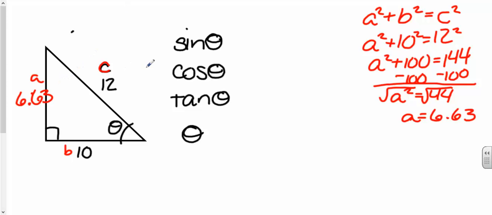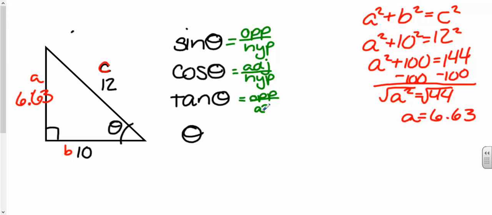All right. Now we get to move on to the trig functions. Once we have all three sides, we start talking about the trig. If you remember from SOHCAHTOA, sine is opposite over hypotenuse. Cosine is adjacent over hypotenuse. And tangent is opposite over adjacent.